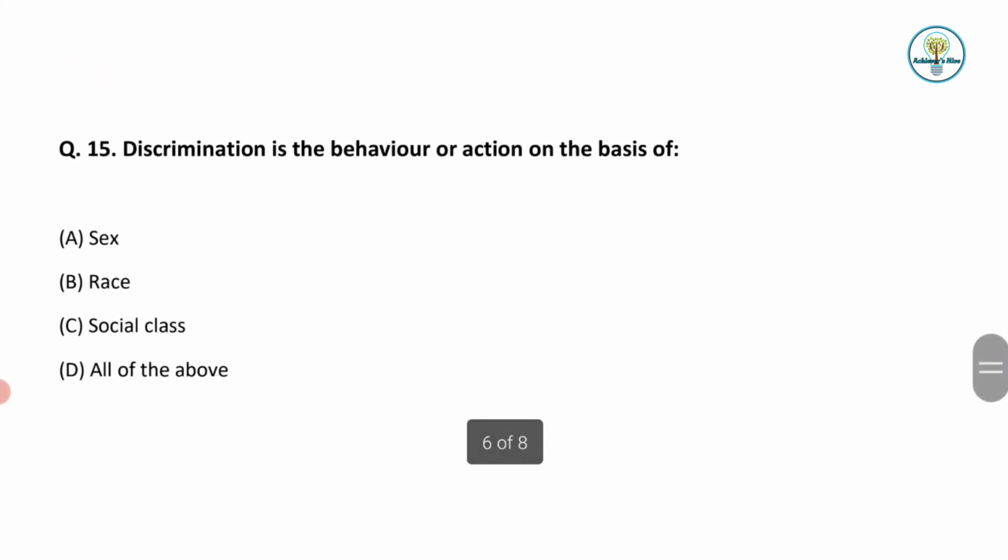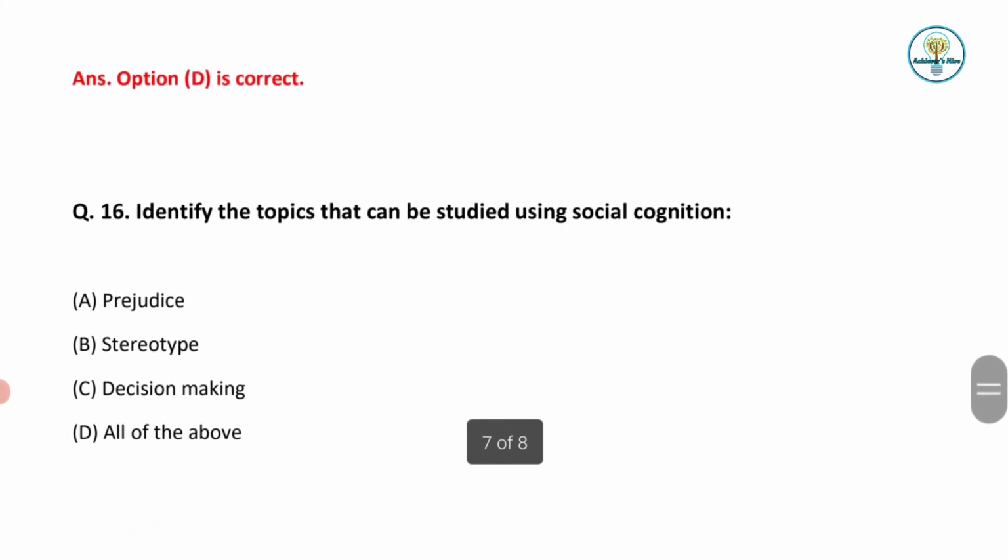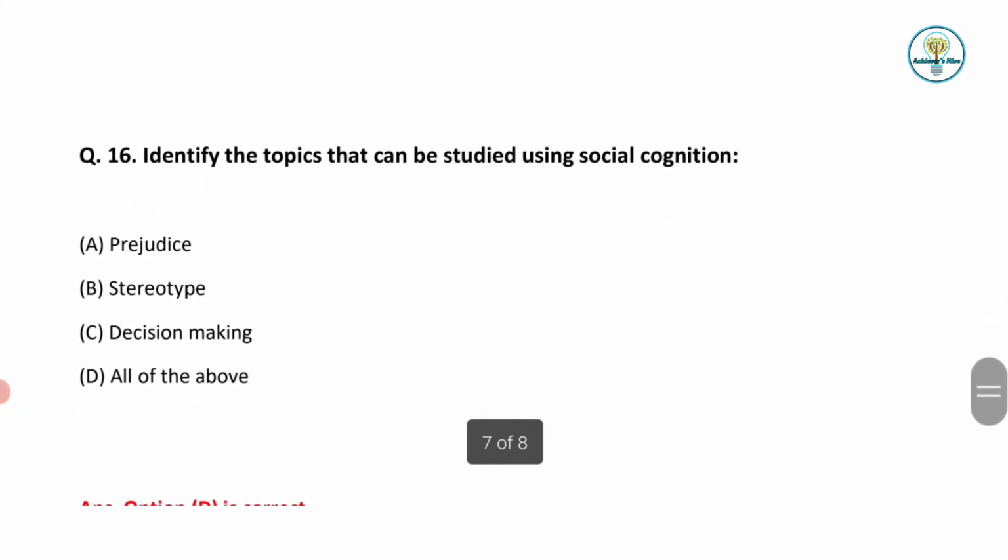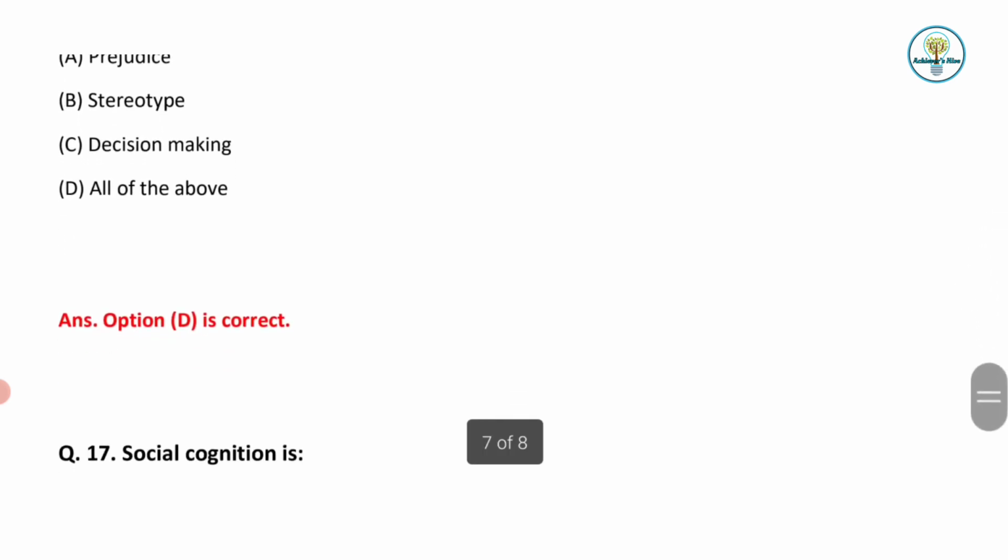Discrimination is the behavior or action on the basis of what? Discrimination can be done on the basis of sex, can be done on the basis of race, and can also be done on the basis of social class, and there are many other factors as well. But in the question, since we have the D option, all of the above, we can definitely mention option D as the correct answer. Identify the topics that can be studied using social cognition. Prejudice, stereotypes, decision making, all these things come under social cognition because all these things are associated with our social world. So simply option D has to be the correct answer.